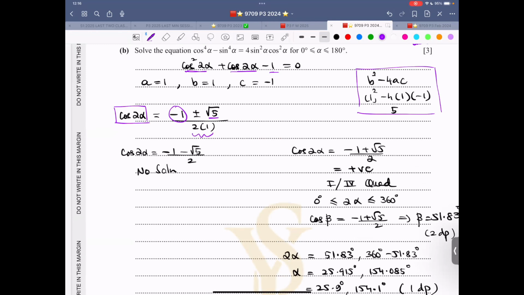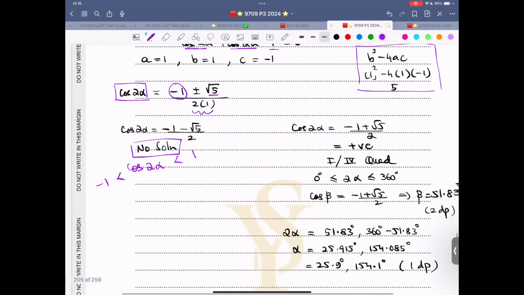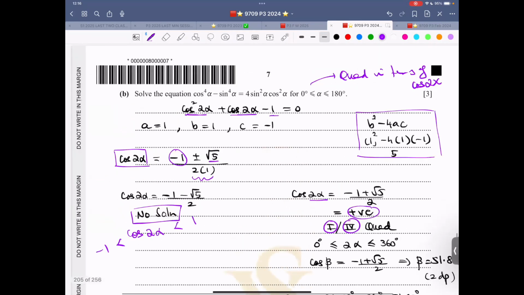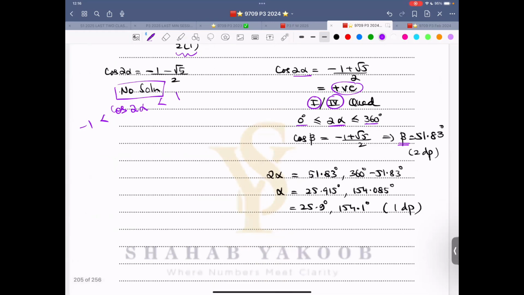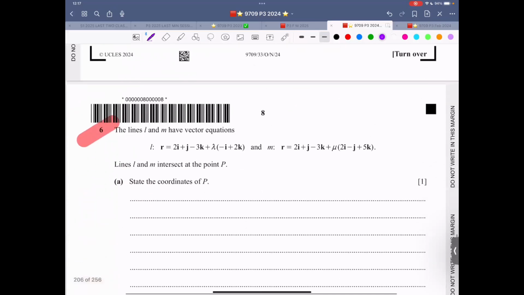Negative 1, negative this thing. This is greater than 1. Cos 2 alpha lies between negative 1 and 1. That is the reason it has no solution. Cos 2 alpha is positive. Therefore, it's in the first and the fourth quadrant. Modify the range. Range is between 0 and 180 inclusive. 2 alpha lies between 0 and 360 inclusive. Basic angle, I use the symbol beta for this because alpha was already occupied. I got the answer in 2 decimal places. This is first quadrant. This is fourth quadrant. Final answer after dividing by 2 and taking care of the accuracy, that is this thing. Question number 6.